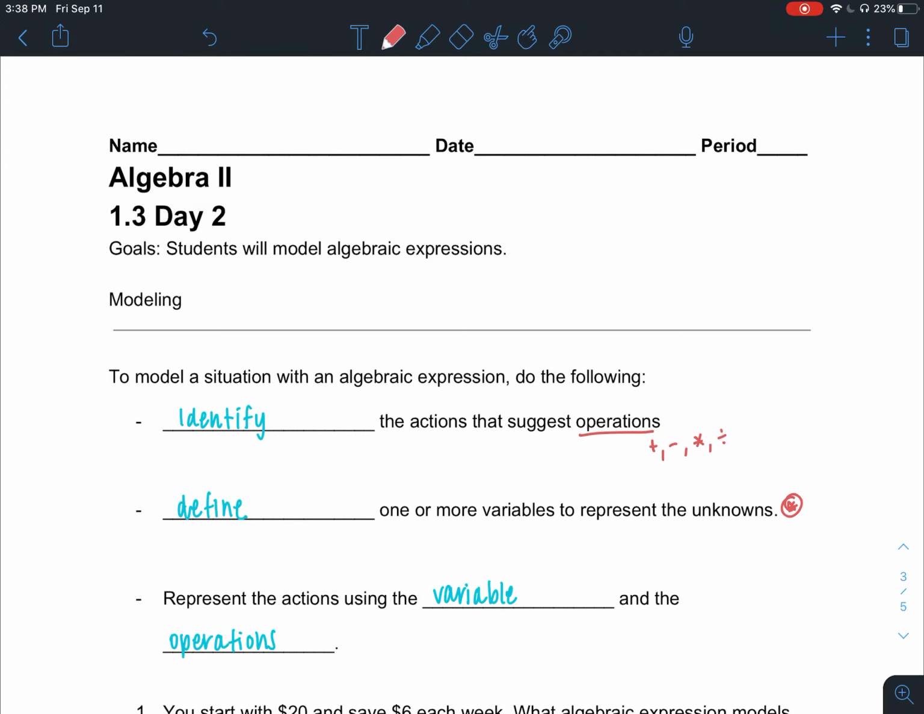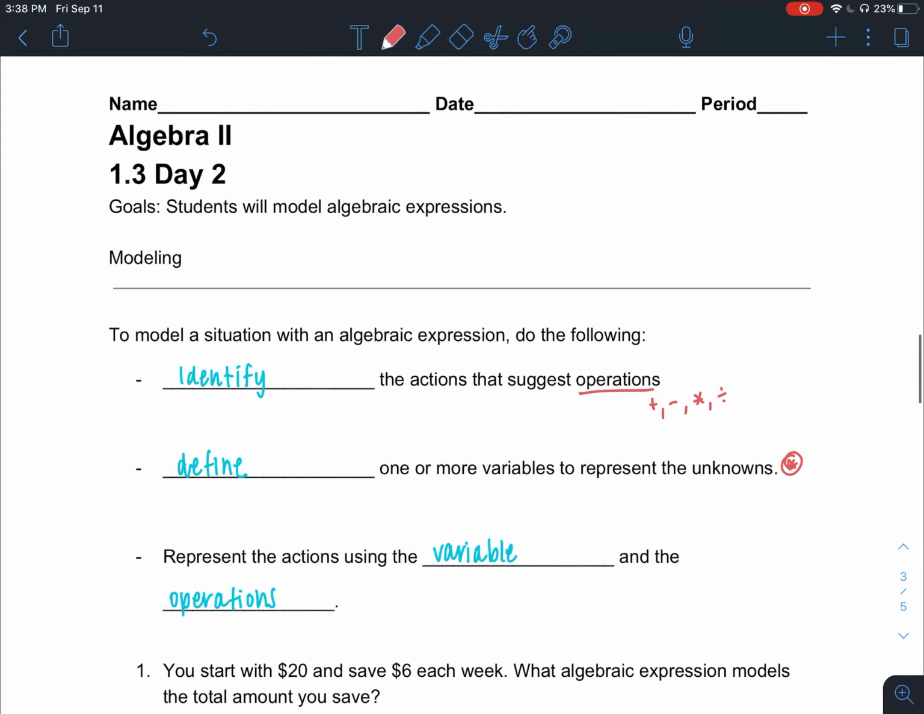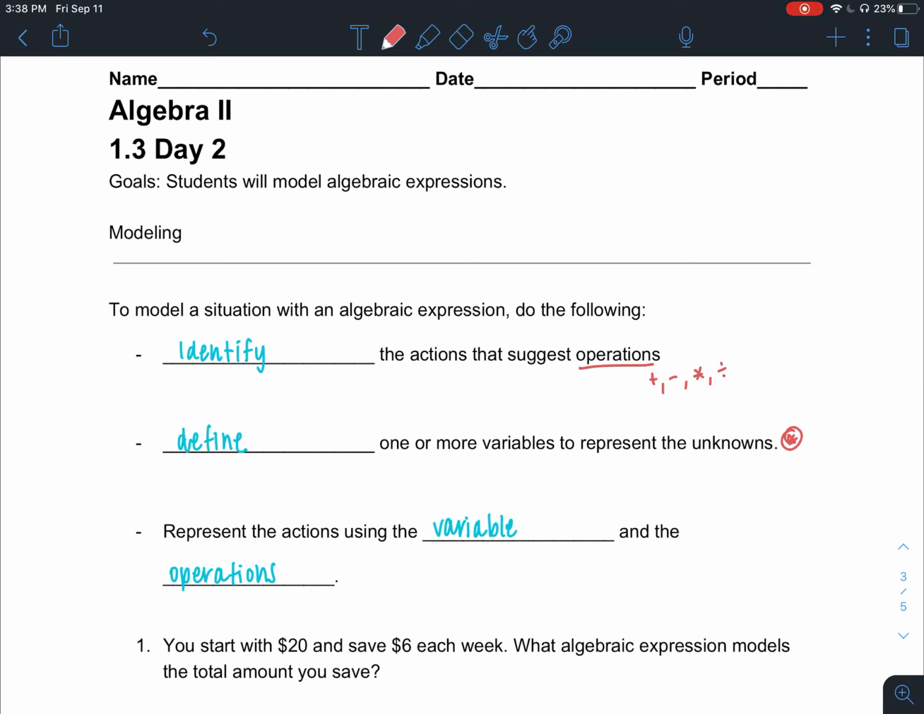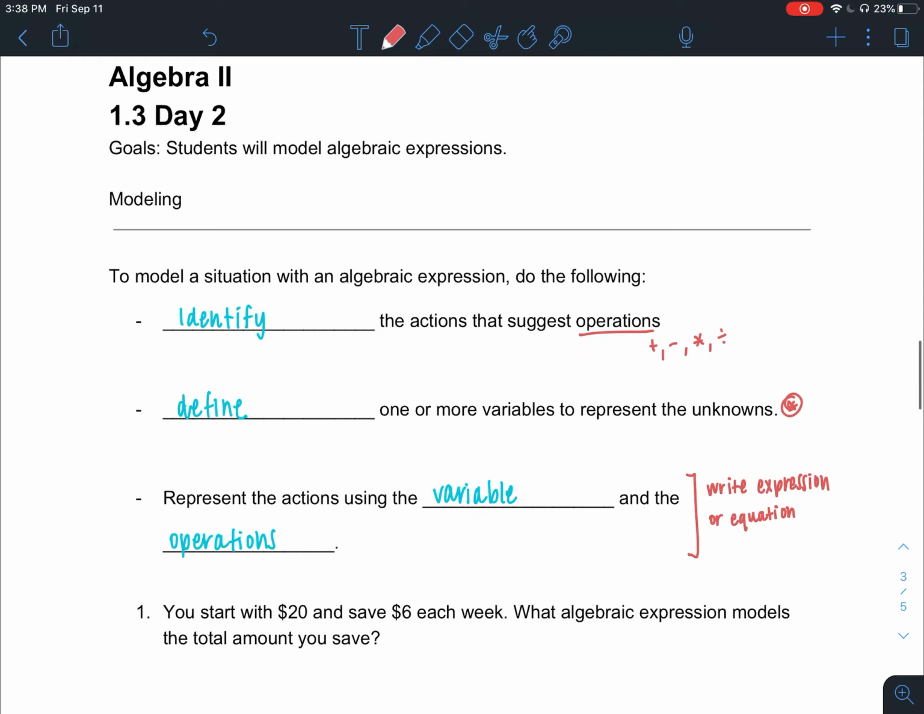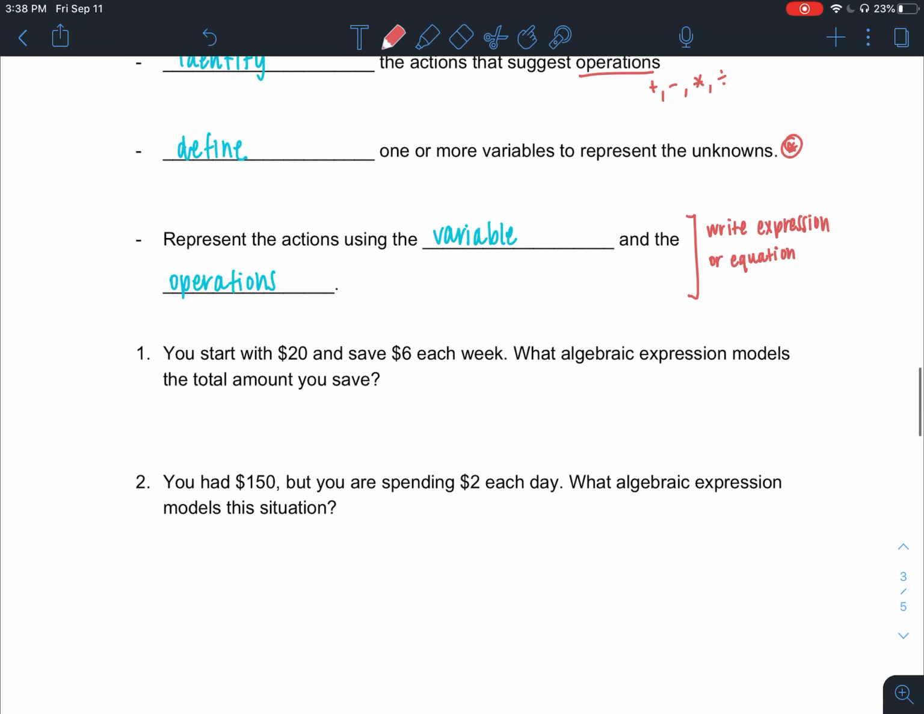Next, represent the actions using the variable and the operation. So basically all this means is write the expression or equation. Let's jump right into these examples.